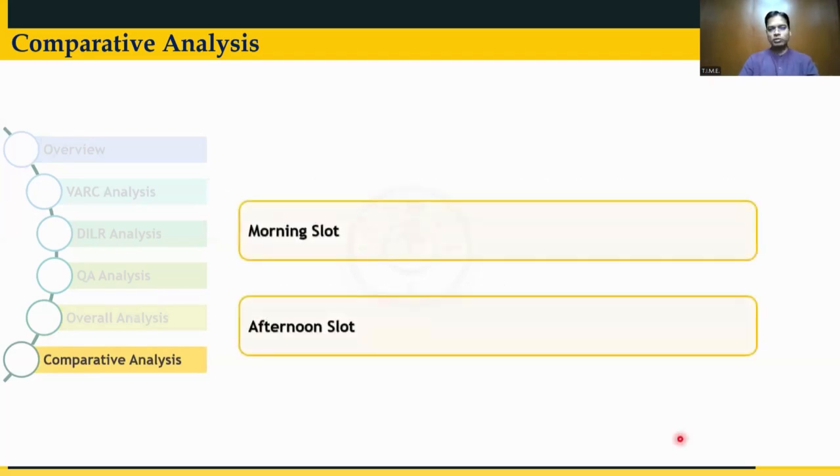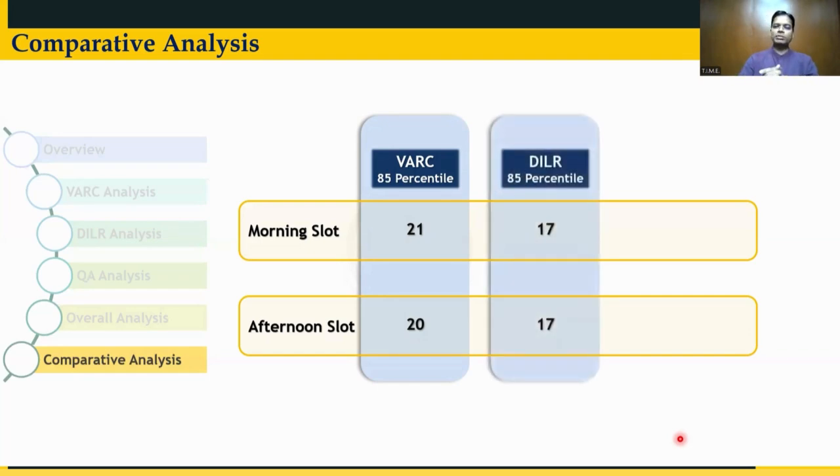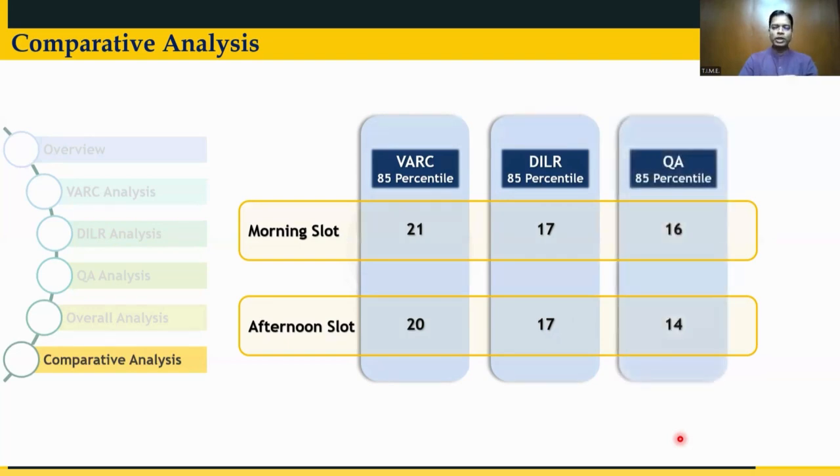If we put down the cutoffs for a quick comparison, VARC in the morning slot was about 21 as we predicted, and for the afternoon slot we're predicting around 20. These are the middle numbers, but as we said, it's a range we would rather stick to. So 21 in the morning slot could be anywhere plus or minus 1 mark. Now let's look at DILR. Morning slot estimates by Time are 17, and for the afternoon slot we believe it's very close in terms of the cutoff for the 85 percentile mark. QA, as we said, was a notch tougher again: 16 in the morning slot and 14 in the afternoon slot.